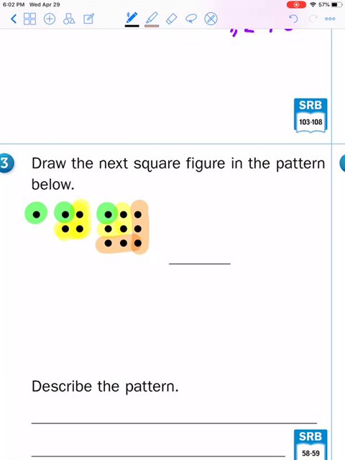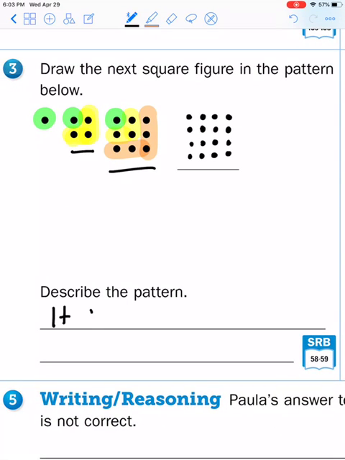So what would be the next figure? So we would keep that 1 dot. Then we would add a column and a row. So that would be here. They added another column and another row. So we have to add another column and a row. So describe the pattern. It adds 1 row and 1 column every time.